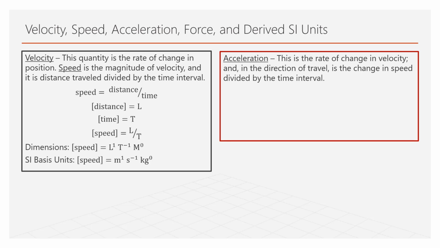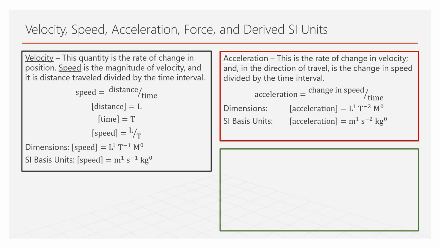Acceleration is the rate of change in velocity, and in the direction of travel it is the change in speed divided by the time interval. We can write that in an equation like this: acceleration equals change in speed divided by time, and then apply the square bracket operator. We know that the dimensions of speed are length per time, so the dimensions of acceleration will be the dimensions of speed with the time exponent subtracted by 1 because we're dividing by time. So the dimensions of acceleration are length per time squared, or length to the power of 1 times time to the power of -2 times mass to the power of 0.